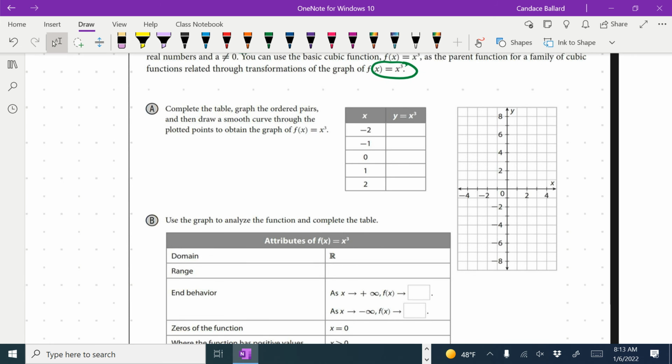So it wants us to complete the table, graph the ordered pairs, then draw a smooth curve through the plotted points to obtain the graph of f of x equals x cubed. We always can default back to a t-chart. If all else fails and you're ever asked to graph something, you can always pick numbers and plug them into an equation. Okay, so that's why we always start here. It's kind of the initial way we learned how to graph is plotting points. Okay, so let's start by plugging into the x cubed function. So what's -2 cubed?